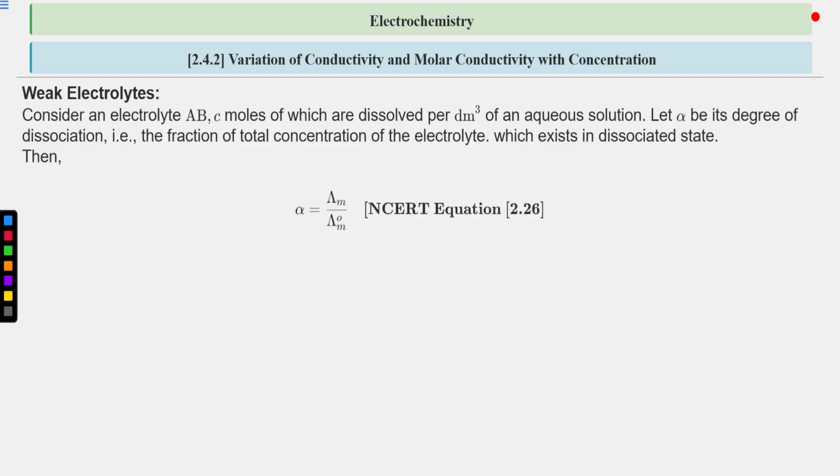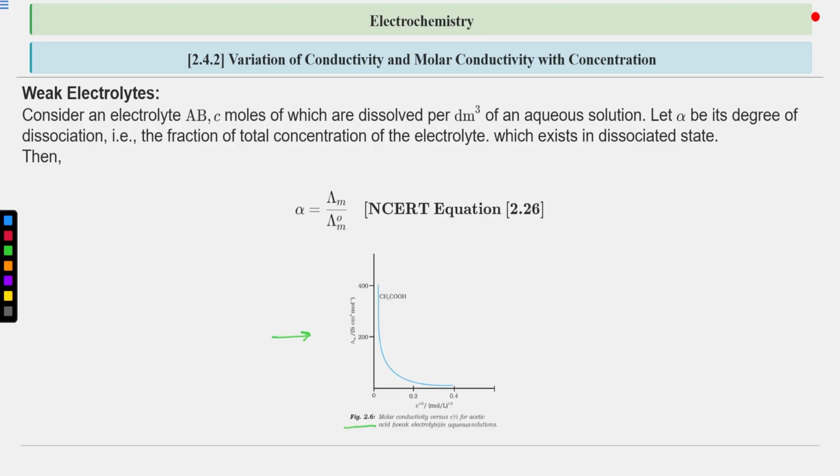Then you can say that alpha, the degree of dissociation, will be equal to lambda m upon lambda m naught, that is molar conductivity upon the limiting molar conductivity. This is the formula for defining alpha, that is degree of dissociation. This is the NCERT equation 2.26 present in our NCERT textbook.